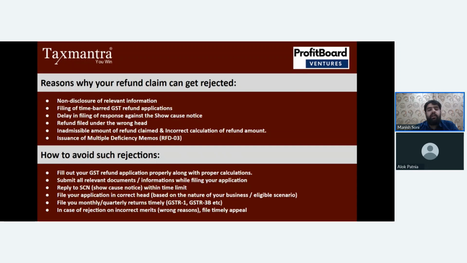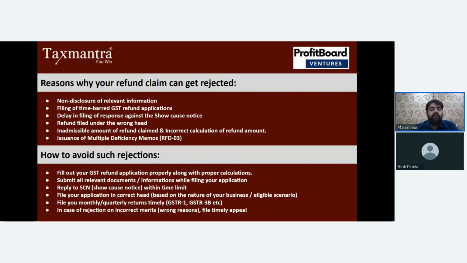But in case you are filing it more and more times and you're getting the same response, in that case the officer has the right to reject your application, and instead of filing a deficiency memo, that means they will give you 2 or 3 chances. And if you do not understand the issues and you do not provide the proper documents or things that they want, in that case they have the right to reject your application. And how do we avoid such rejections?